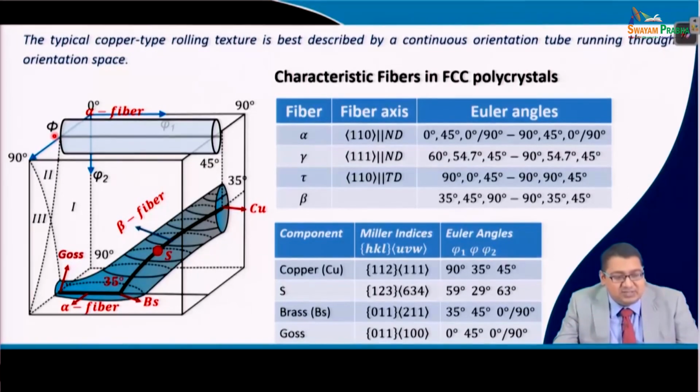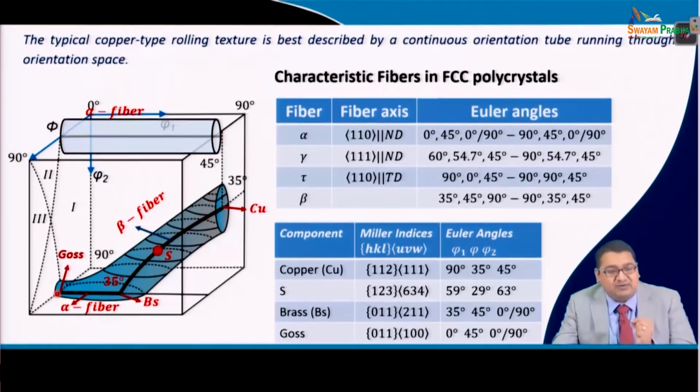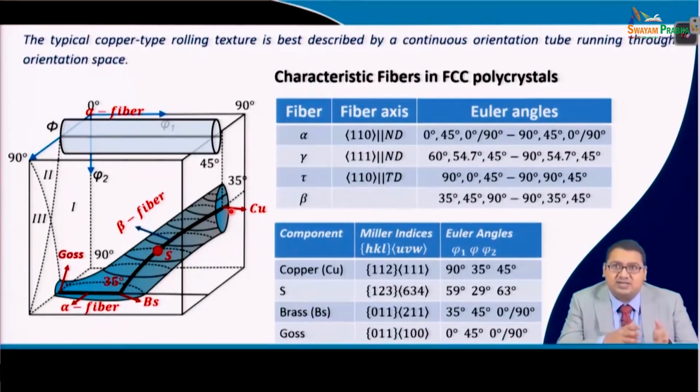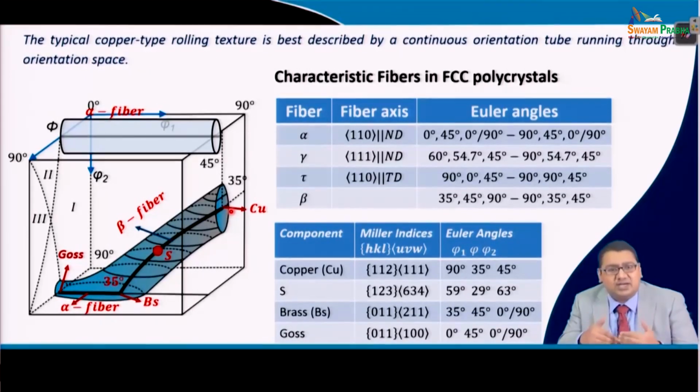So, in this case you see the RD will keep on changing, but the ND from here to here is constant. The same alpha fiber is repeated here and here, and you can see that the alpha fiber from here to here has ND parallel to 110. Now, this is the ND fiber because the rotation is along phi 1 and this fiber is parallel to phi 1. On the other hand, there is another important fiber that is forming, and this fiber is neither parallel to ND nor RD or TD. ND is the normal direction, RD is the rolling direction, and TD is the transverse direction that I have repeatedly explained.